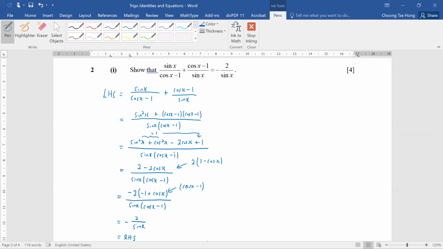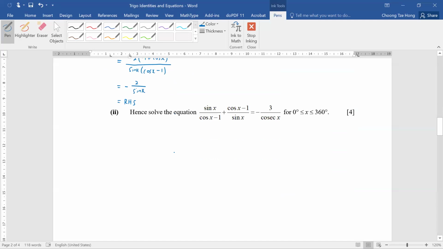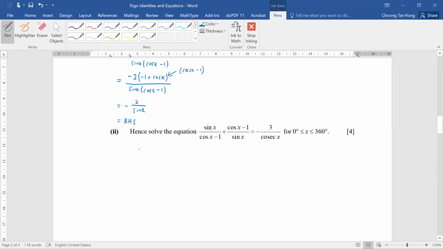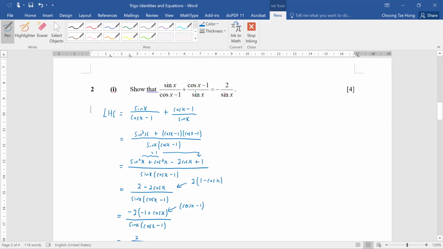Right? Okay, let's look at part 2 of the question. Hence solve the equation sin x over cosine x minus 1 plus cosine x minus 1 over sin x equals to negative 3 cosecant x. You can see that for this left side, if they say hence, it means they want you to use your part 1 answer. This left hand side is exactly the same as the expression that we proved in part 1, that is equals to negative 2 over sin x.